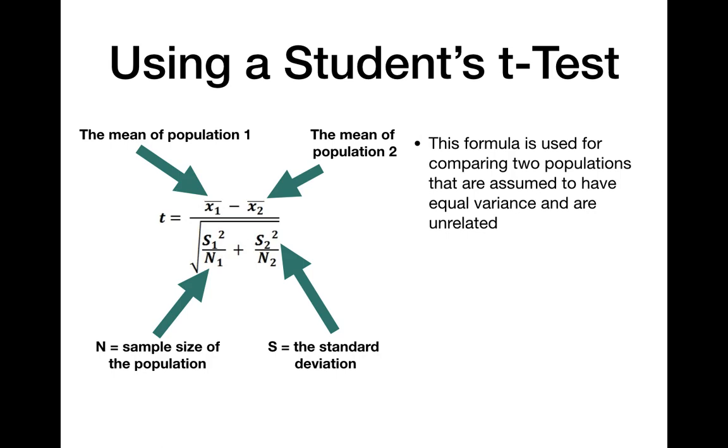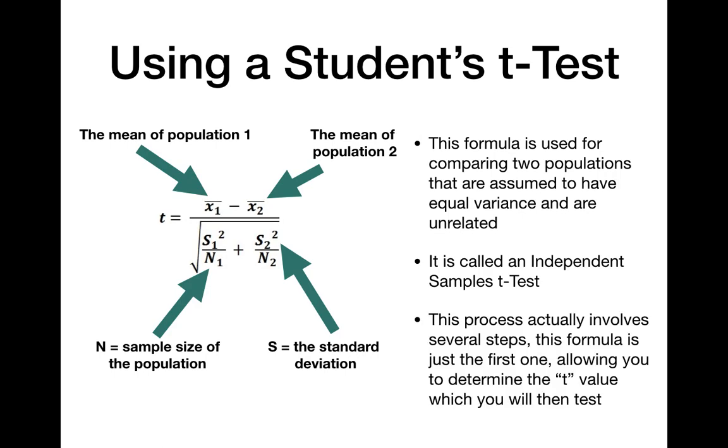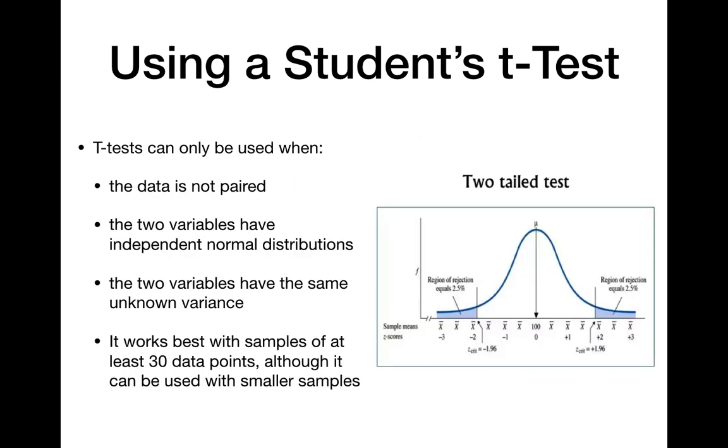So we're going to compare two populations, and these populations are assumed to have an equal variance and are unrelated. Okay, so they have equal variability, and they're unrelated to each other. And it's an independent samples t-test. We're going to use several different steps. The formula we have here, the t-test formula, you should write down. It's just the first step, and that allows you to figure out what the t-value is going to be. And then like with Pearson's correlation, you have to compare that to a critical values table to figure out if it's significant or not.